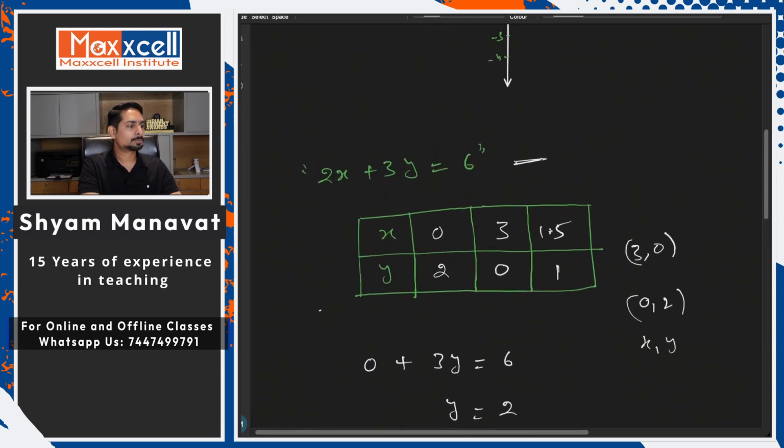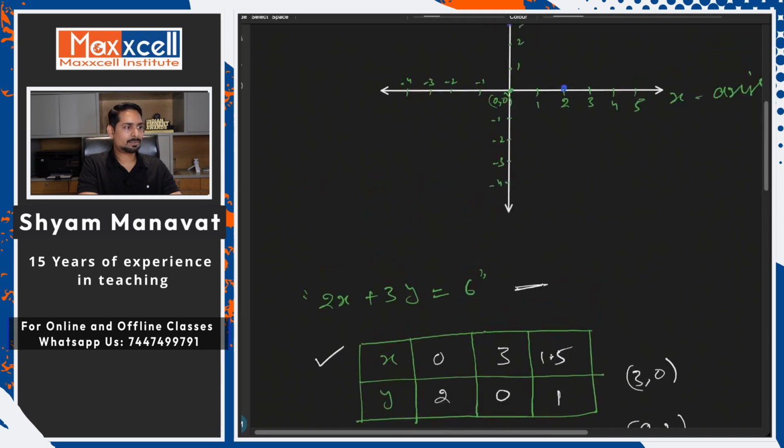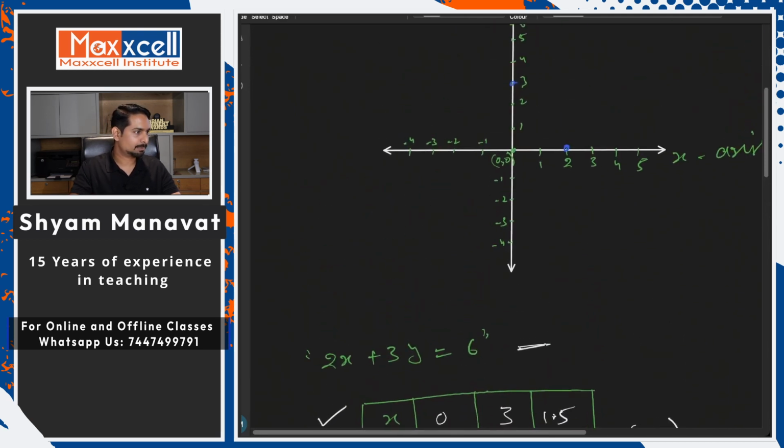Okay. Now let's draw all these 3 points on this graph. Let me take off this blue. It'll be difficult.